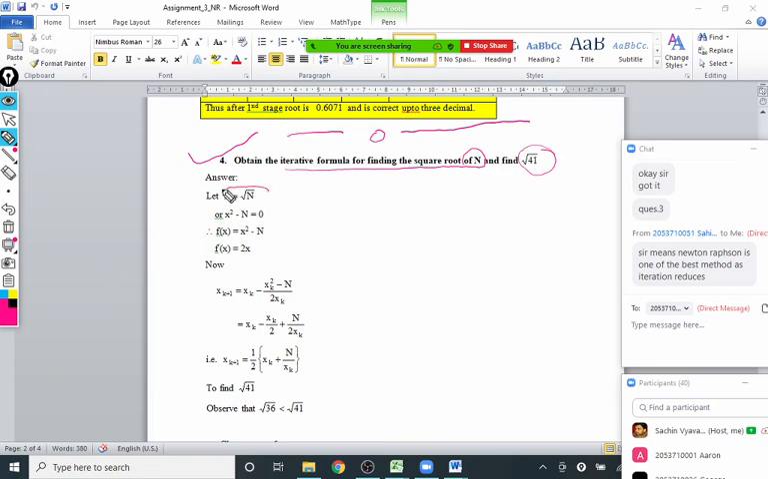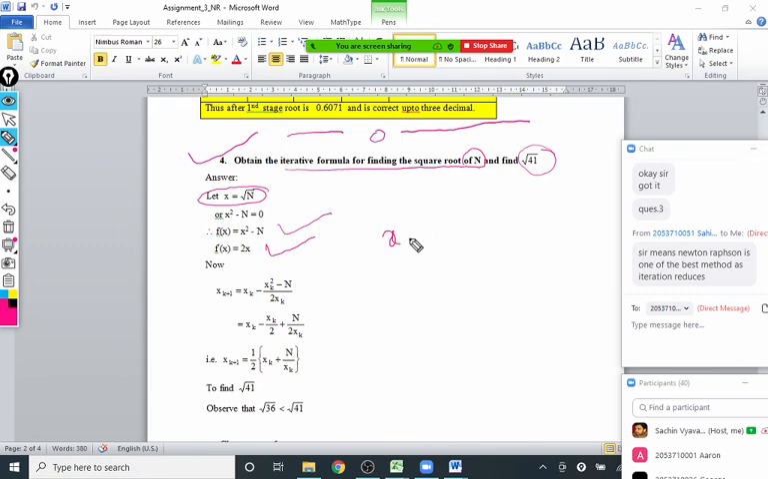So let x be the root n, because we have to find the iterative formula for root n. First we have to construct an equation. So let x be the root n that we require. So x squared minus n is 0. So f(x) is x squared minus capital N, and f'(x) is 2x. After this, you can write it in capital N form or in small n form also.